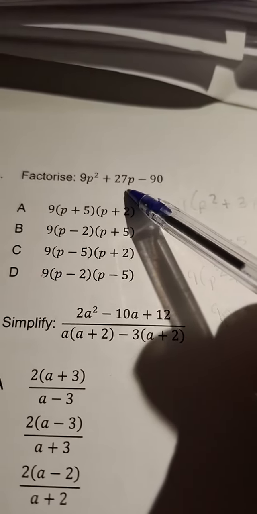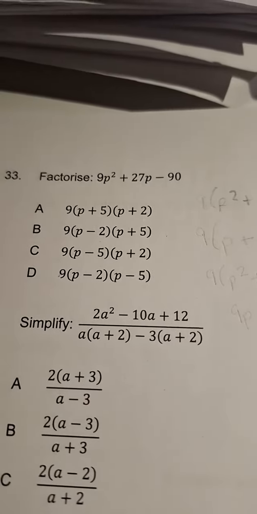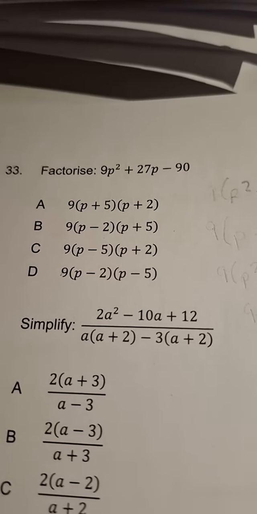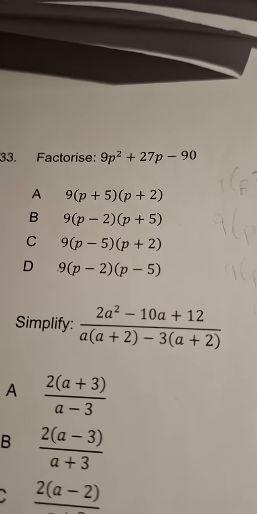So 9p squared plus 27p minus 90 is equal to, there are the options. Now I would obviously say to you, you think it's B. Okay, I see you saying it, you think it's B. So let's go ahead and come here first and ask ourselves the fundamental questions.